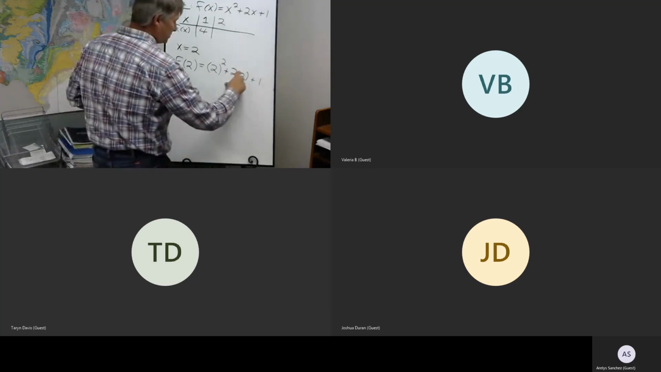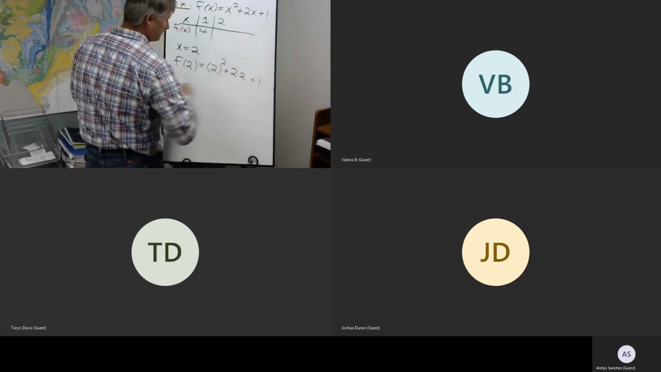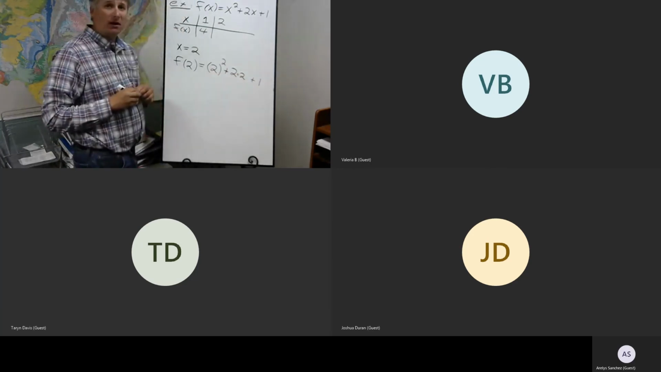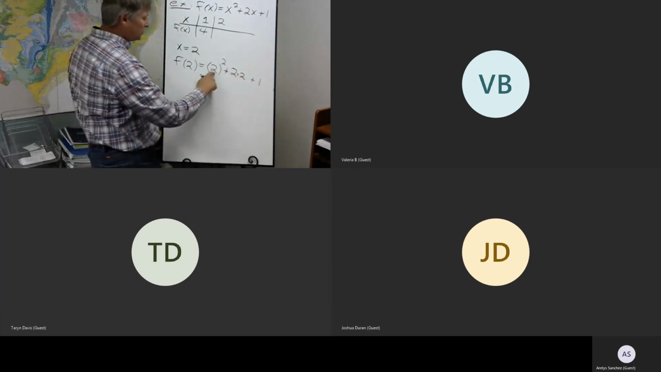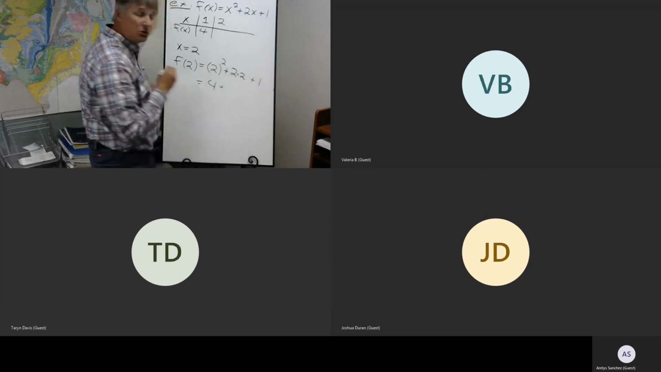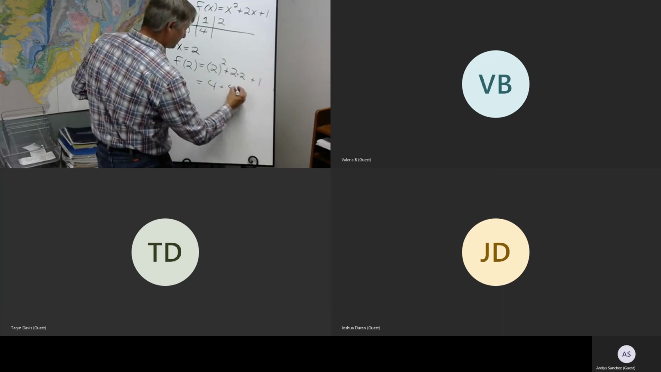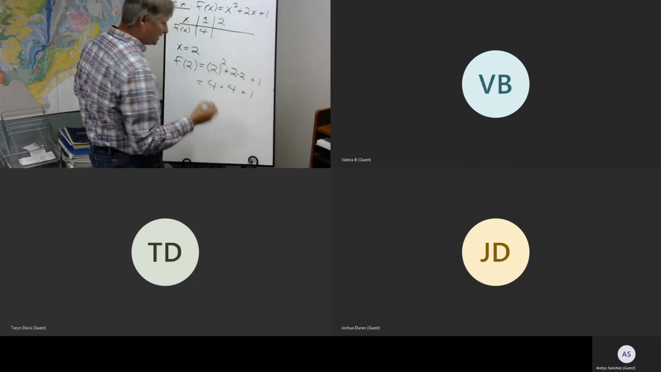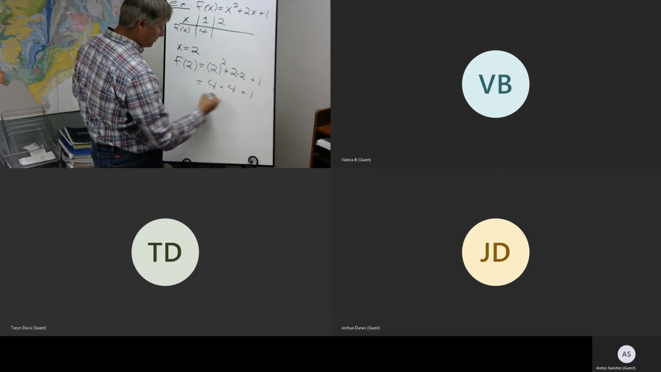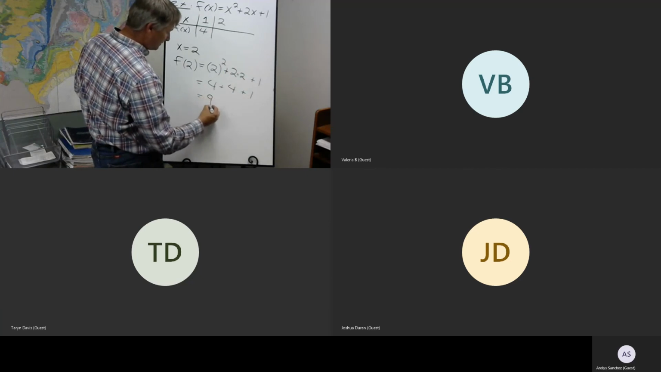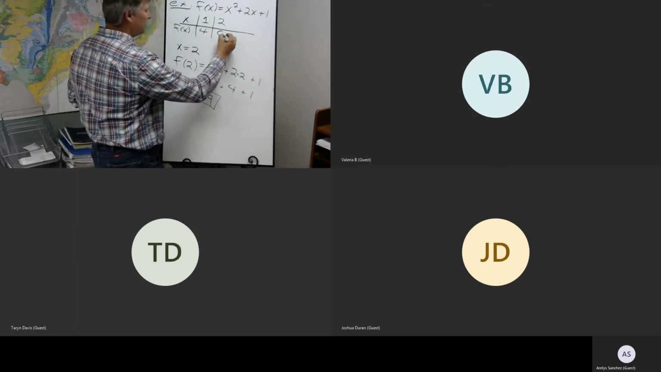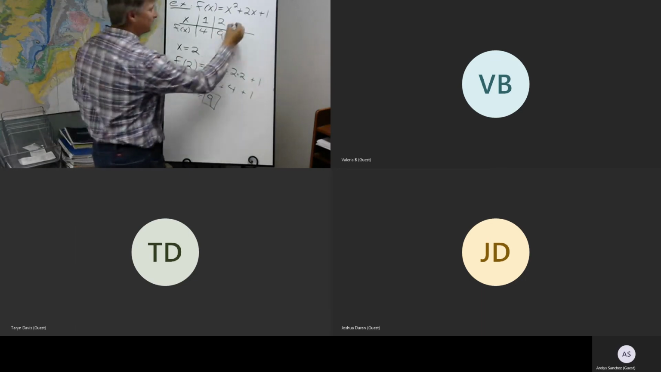Now you could have done this just as well, and that would work just as fine. So I have 2 squared, which is 4. 2 times 2 is 4. And then a plus 1. 4 plus 4 is 8, plus 1 is 9. So for an input of 2, we get an output of 9.